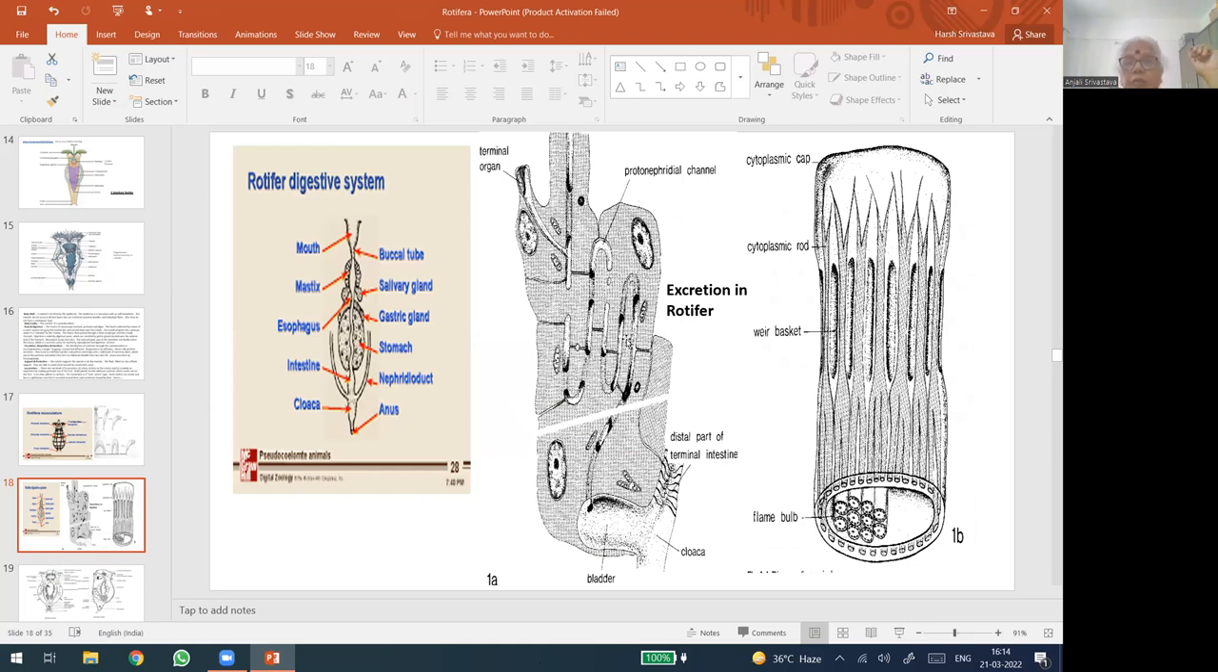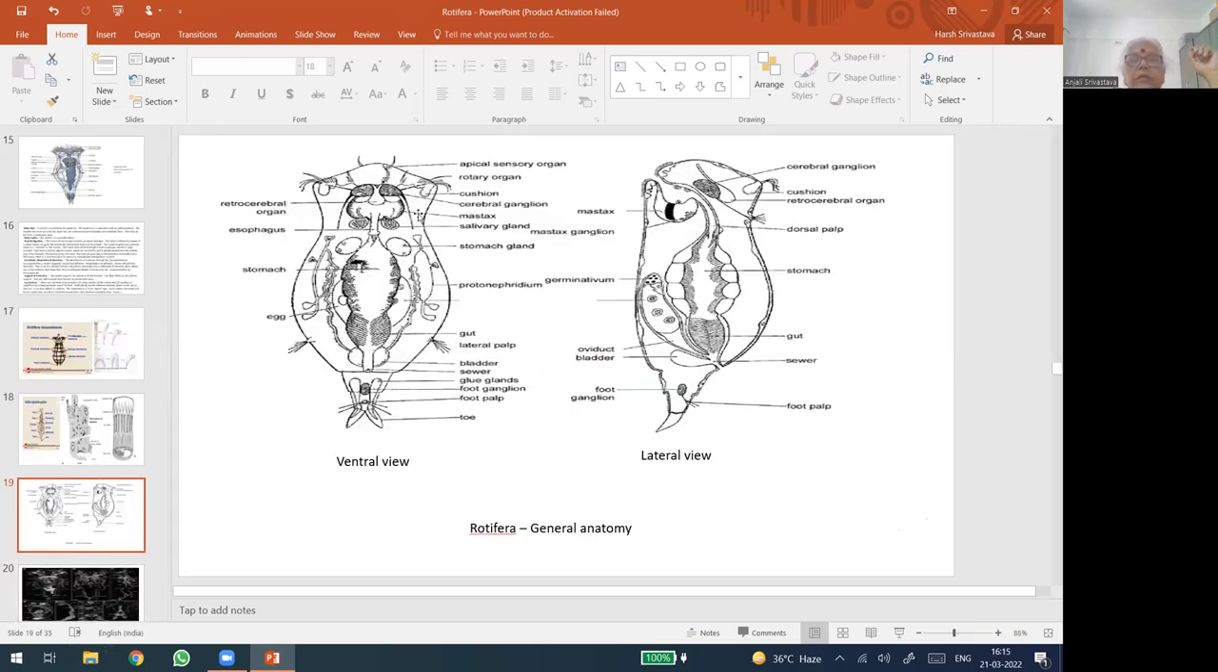This continues into a long tube-like structure, and one portion of this tube is enlarged here to show how the flame cells are arranged, forming a basket-like structure. Then this is the cytoplasmic rod, cytoplasmic cap. You can say this is a part of the excretory duct. So this is the excretory system. This is another lateral and front view showing the general anatomy of the rotifers.